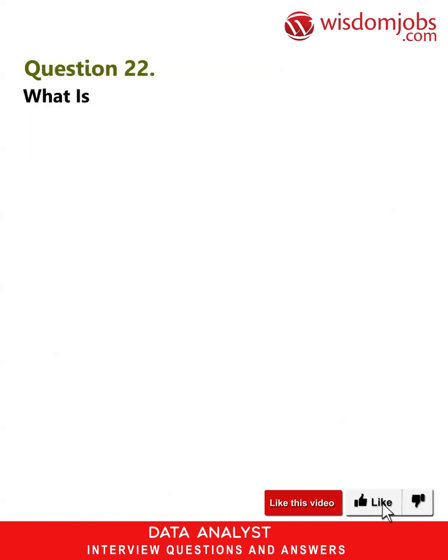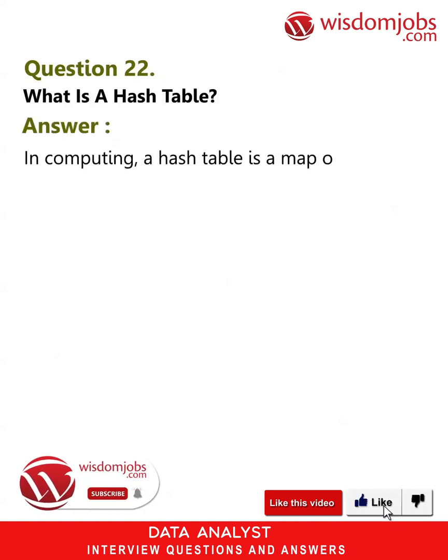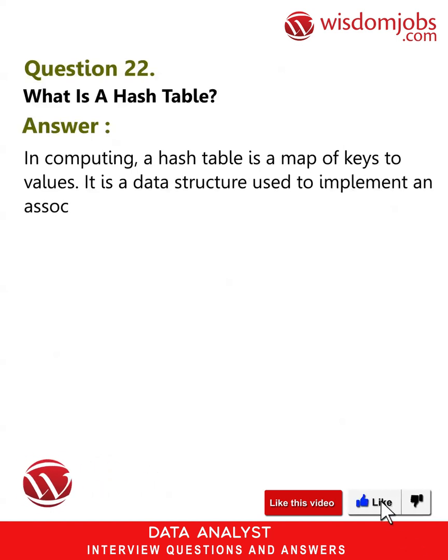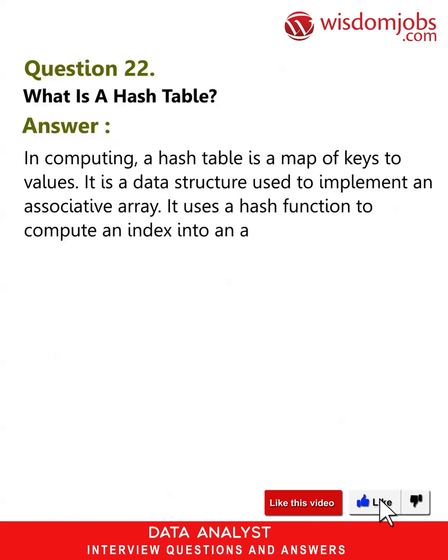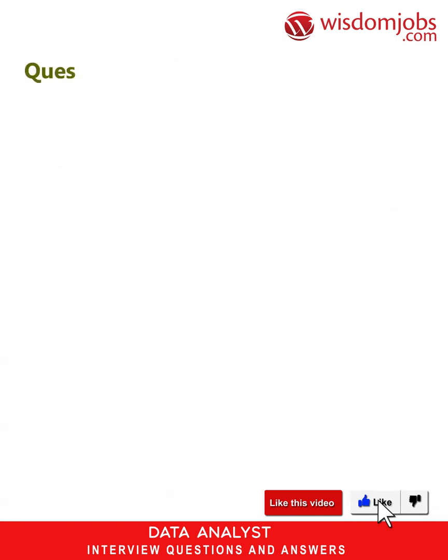Question 22. What is a hash table? Answer. In computing, a hash table is a map of keys to values. It is a data structure used to implement an associative array. It uses a hash function to compute an index into an array of slots, from which the desired value can be fetched. Question 23. What are hash table collisions?